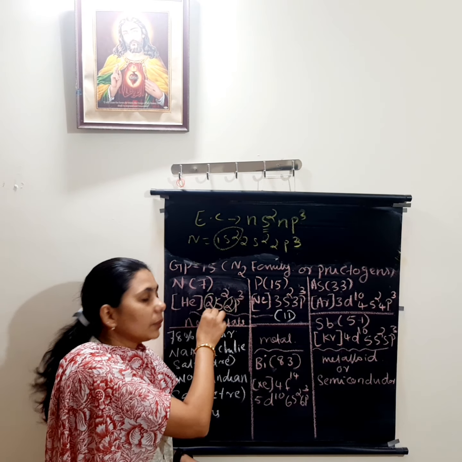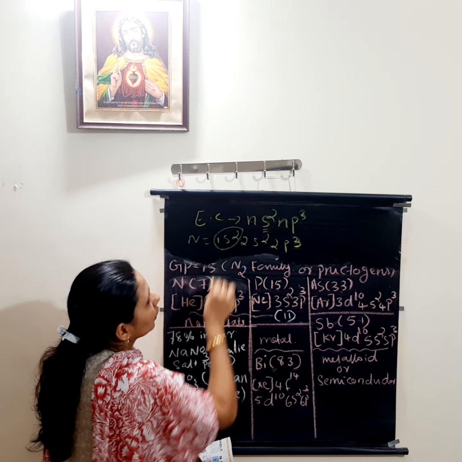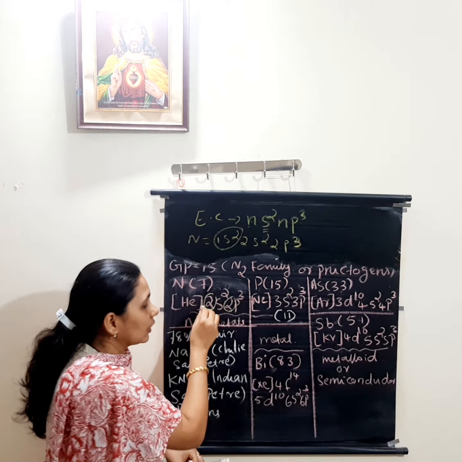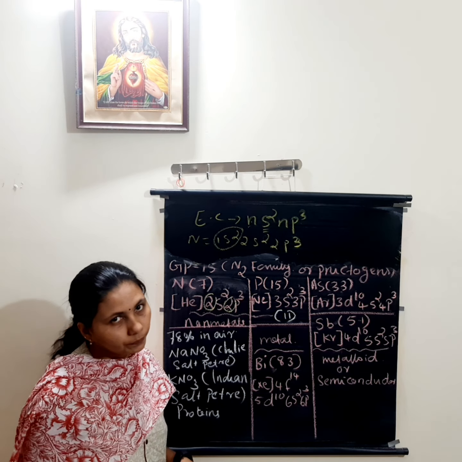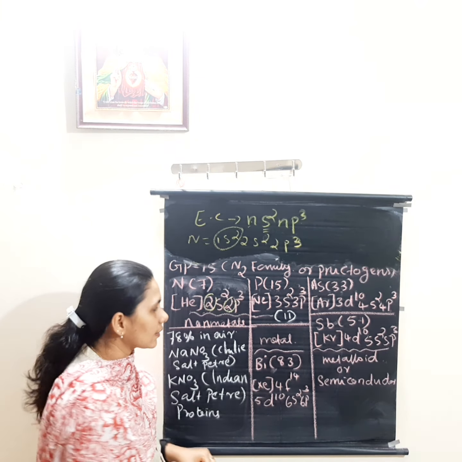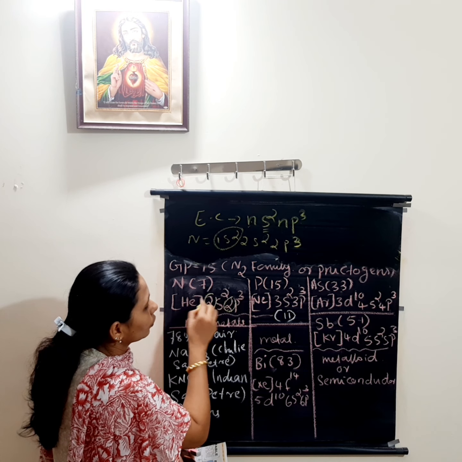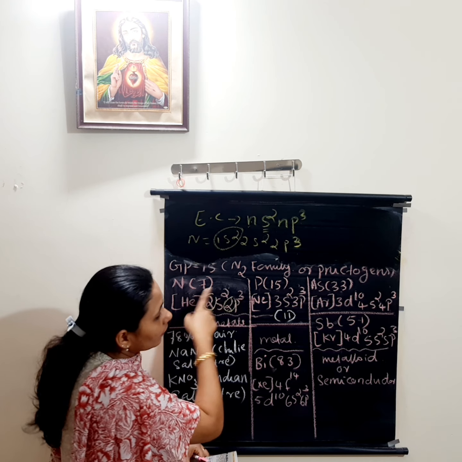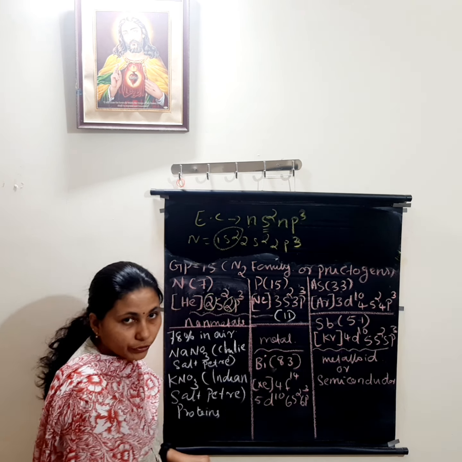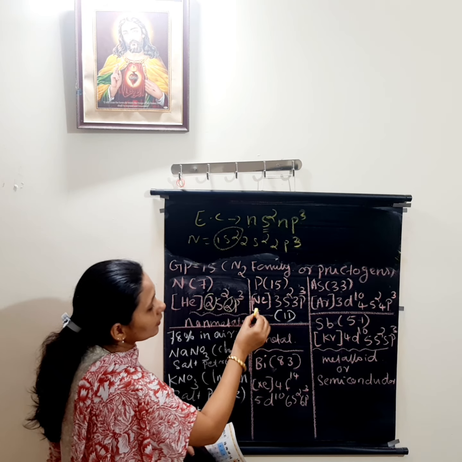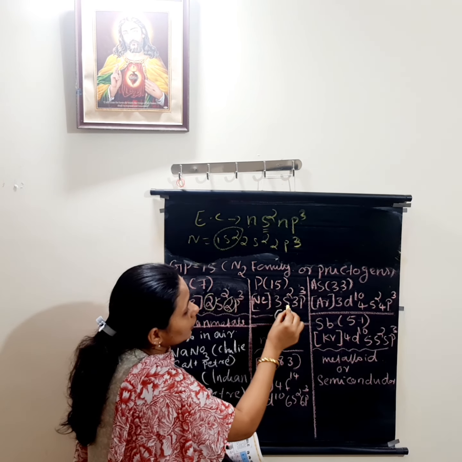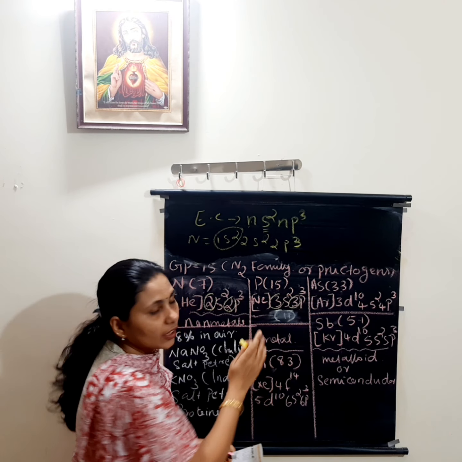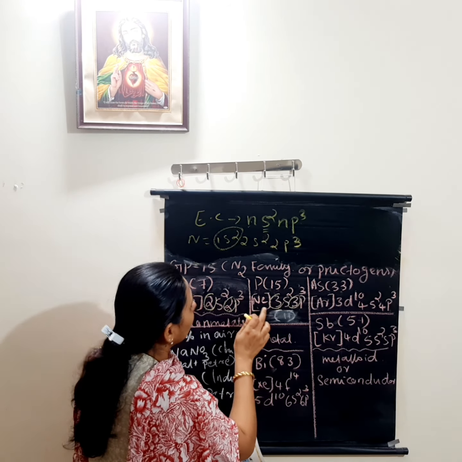So the number will be, in ns2, n equal to the number of the period. Which period is it in? It is in the second period. So that is why it is 2s2 2p3. Clear? Everything I explained last year. So the electronic configuration is helium 2s2 2p3. Nitrogen has atomic number 7. Next, phosphorus has atomic number 15, and the electronic configuration is neon 3s2 3p3. Why is it 3? It is in the third period.